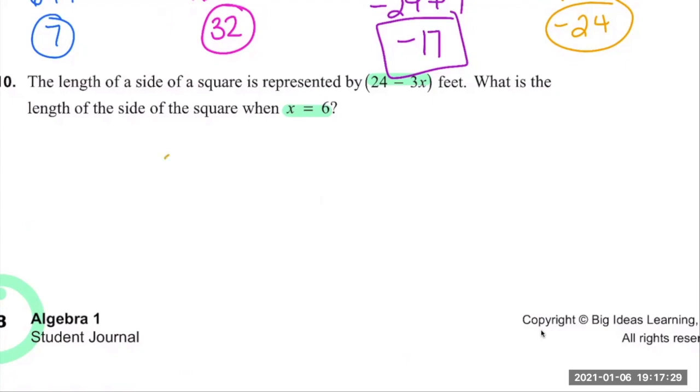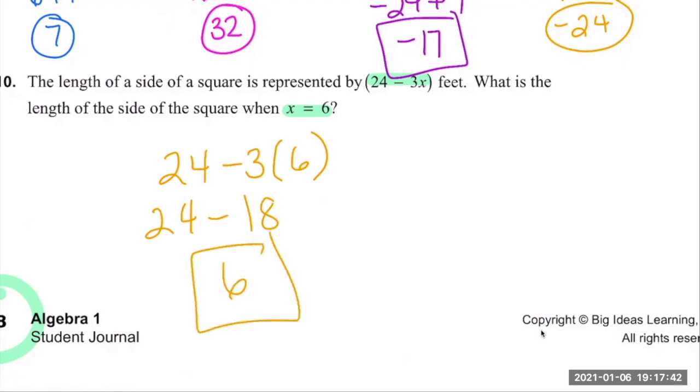So we have 24 minus 3 times 6. So 24 minus 18. And then we do that and we get 6. So the length would be 6 feet. And that is your answer. Because it has a label, you got to put a label on there so you can make sure that you get the answer fully correct.